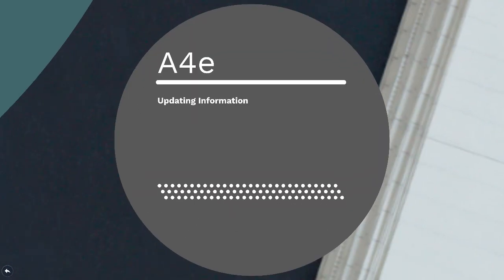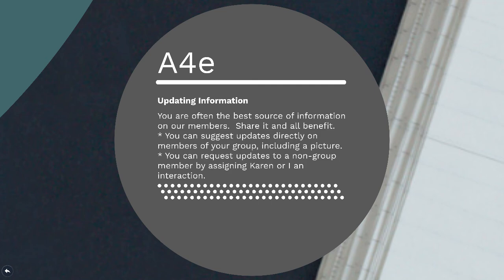And then the final thing is updating information. As you think about updating information, to be honest, you're often the best source of information on our members, because you talk with them every week, you know them, you know what's going on with them. You can go in and correct individuals' information in your groups. So if you get better information on a prospect, a different new email or a phone number, by all means go in and update it.